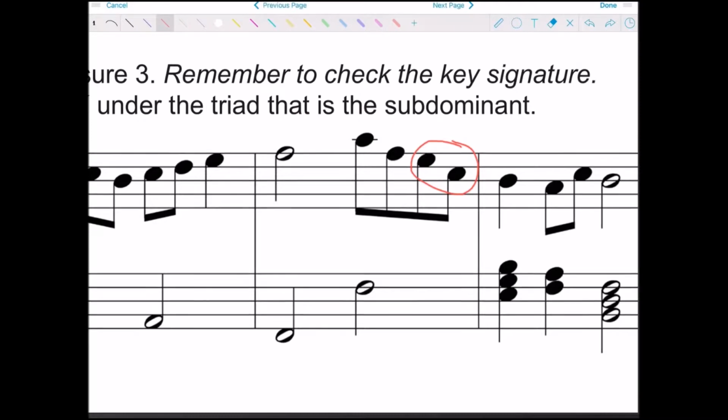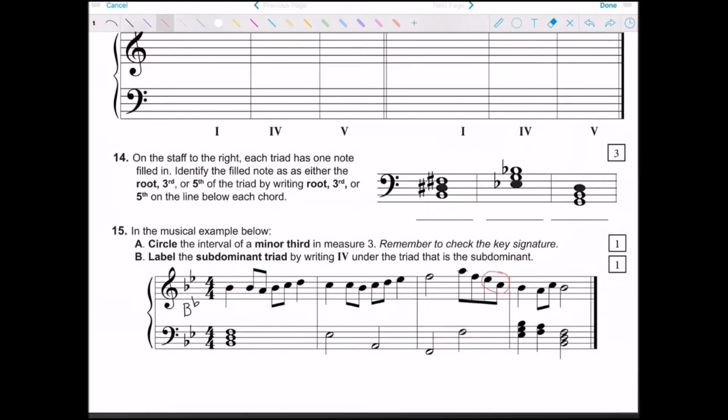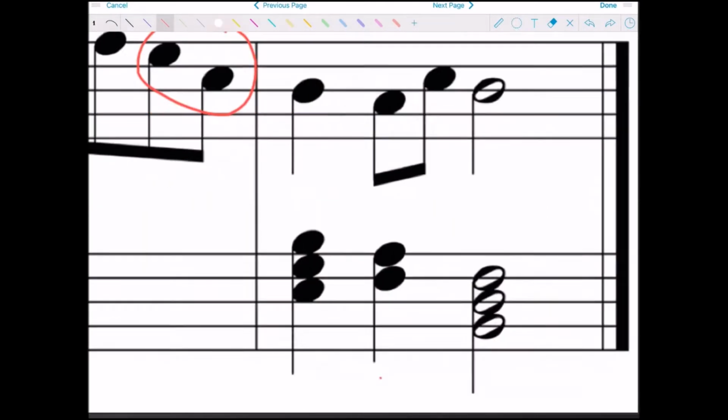Alright, now part B says, label the subdominant triad by writing Roman numeral 4 under the triad that is the subdominant. So we are in the key of B flat. So B flat is number 1, C is number 2, D is number 3, and E flat is number 4. So I'm looking for an E flat triad. A triad, 3 notes stacked on top of each other, where E flat is the root, or is the lowest note. So here, check it out.